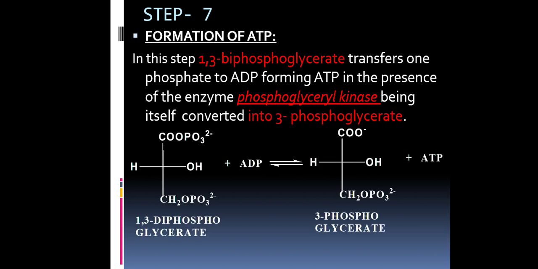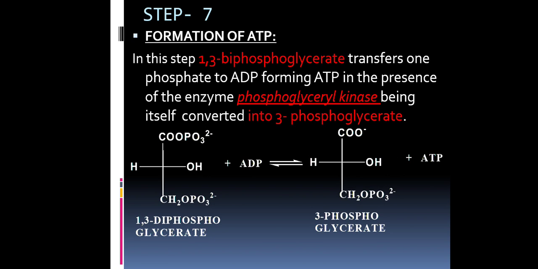So you can see on the left hand side 1,3 diphosphoglycerate, 2 phosphate groups are there, PO3 2- in the first and the third position. It reacts with ADP, adenosine diphosphate, transferring one of the phosphates to ADP to convert into ATP, as you can see in the product. In the product, you can clearly see 3-phosphoglycerate. The first carbon does not have phosphate anymore. It converts to a carboxylate, COO-, or we can say carboxylic acid. Okay, and one of the phosphates remains in 3-phosphoglycerate, in the third position.